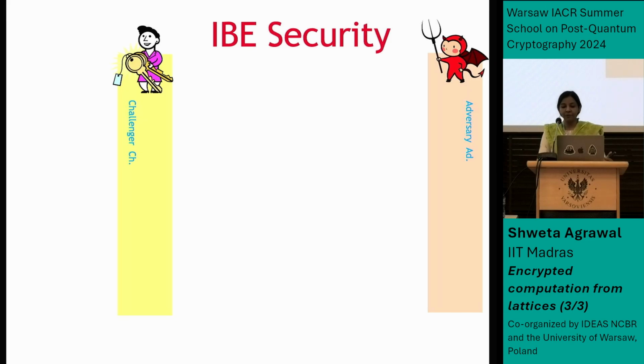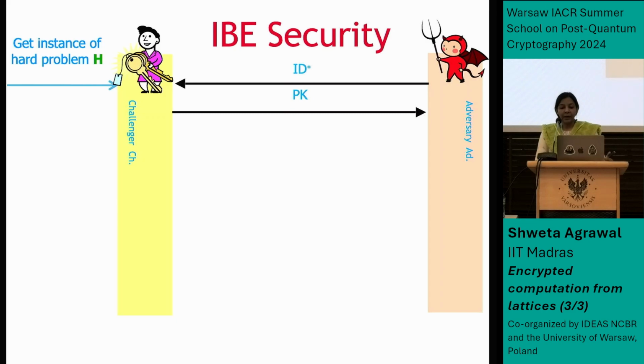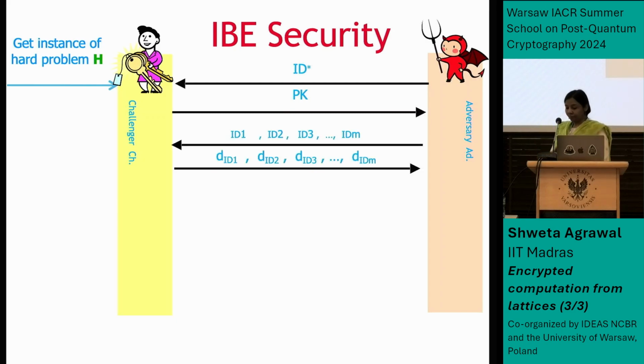Okay, so now we have to generalize this to identity-based encryption. So here also, the attacker is going to sort of receive a public key from the challenger. But in this game, one particular difference is that we're going to ask the attacker to submit the challenge identity.